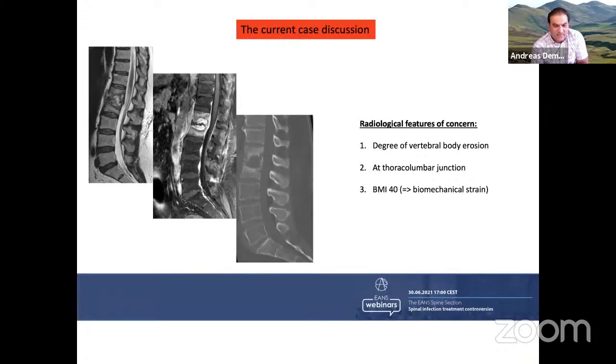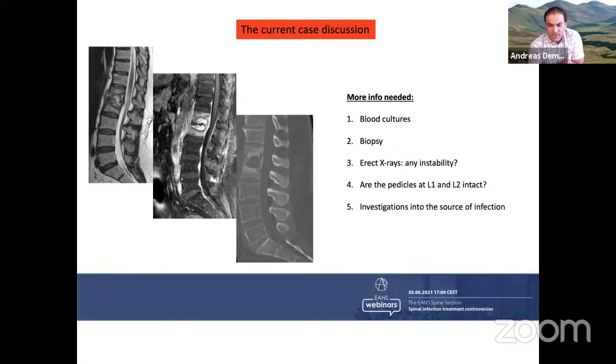So I have to acknowledge the data that John has provided are excellent, and I agree with everything. In my opinion, this is not a clear-cut case of conservative treatment because of the 3 points I am highlighting. First of all, the degree of vertebral body erosion is a lot, and it's at the thoracolumbar junction, and the patient has a high BMI, so we have a high risk of kyphotic biomechanical strain. So this is not the best case for conservative treatment. However, it is not wrong to do so, in my opinion.